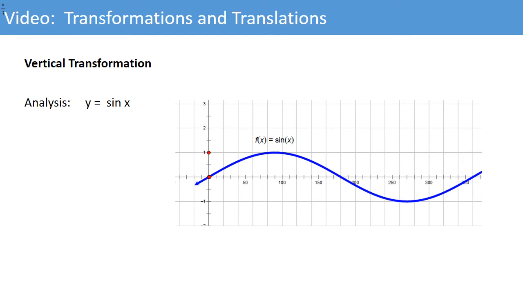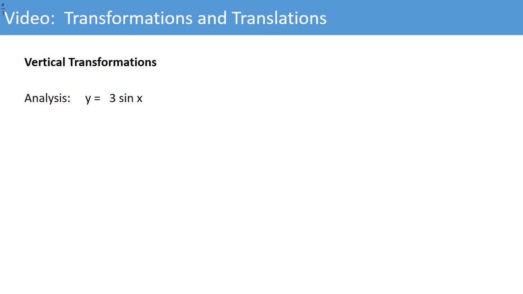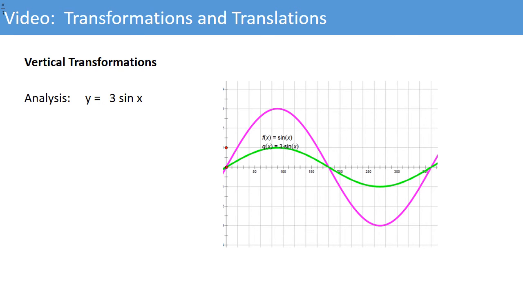Here's the vertical transformation. Y equals sine x. The value of the amplitude is now 1. Now, let's apply y equals 3 sine x. So 3 now is in the amplitude position, the A position. How does that affect our graph? If we look closely, we will see that the graph, instead of ending at 1, now ends at 3. So we can say that it has stretched up by a factor of 3.